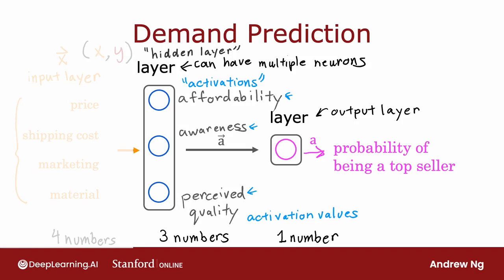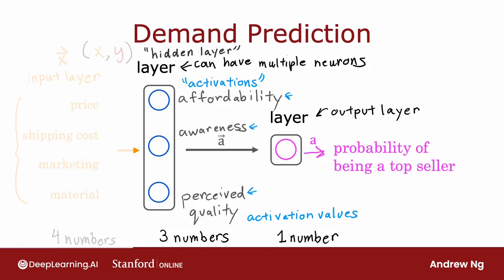What you see here is a logistic regression algorithm, or logistic regression unit, that is taking as input affordability, awareness, and perceived quality of a t-shirt and using these three features to estimate the probability of the t-shirt being a top seller. So this is just logistic regression.